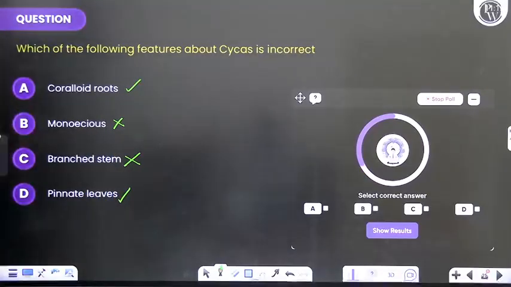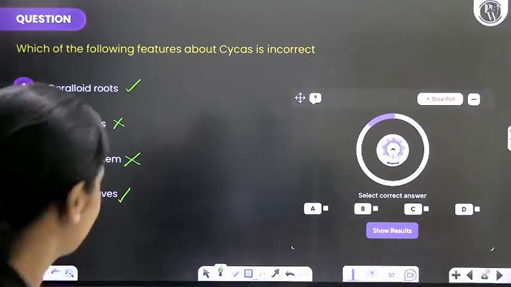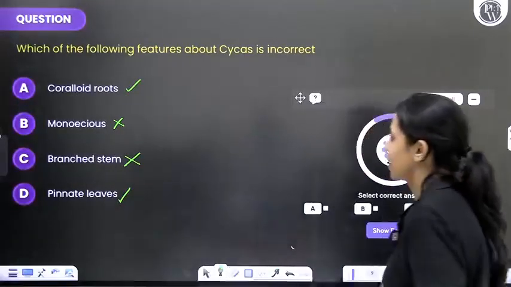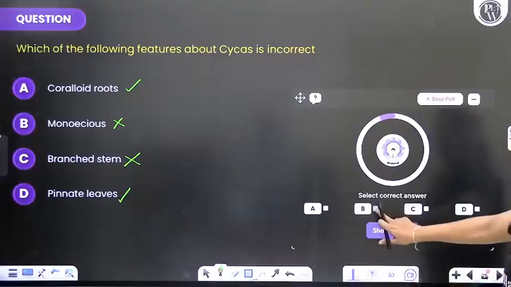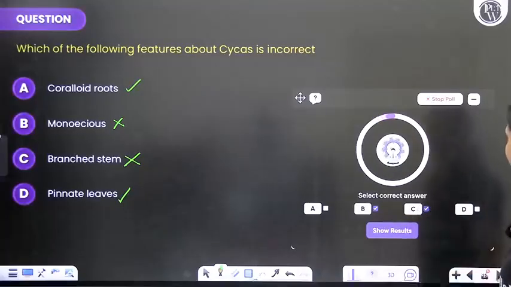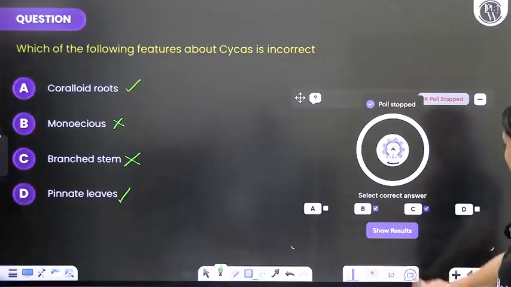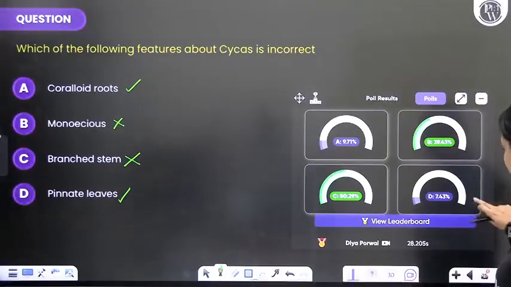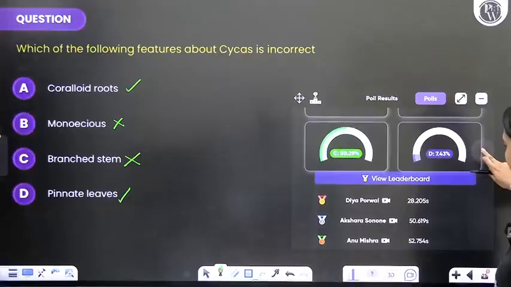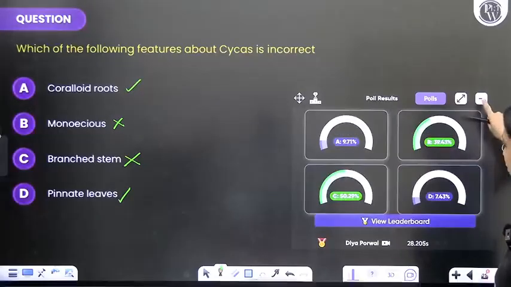Very sorry, I did not get the time to review this. Oh my God, thank you so much, Nikita. B and C both are incorrect. Diya, Akshara, Anu, top 3.